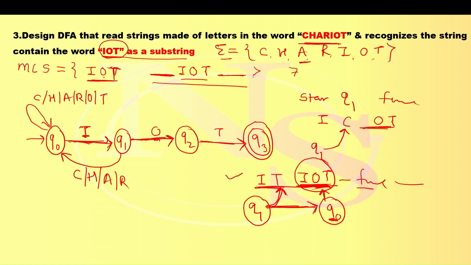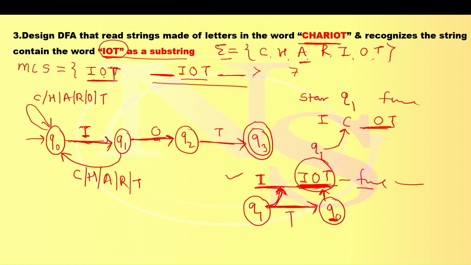Next one is T. So Q1 is trying to find transition for T, which will go to some other state from where there is a path for IOT, because IT is not valid. We made it valid by writing IOT. So it's Q0. So I will be writing here T also. Is this Q1 deterministic? No. One more symbol is remaining.